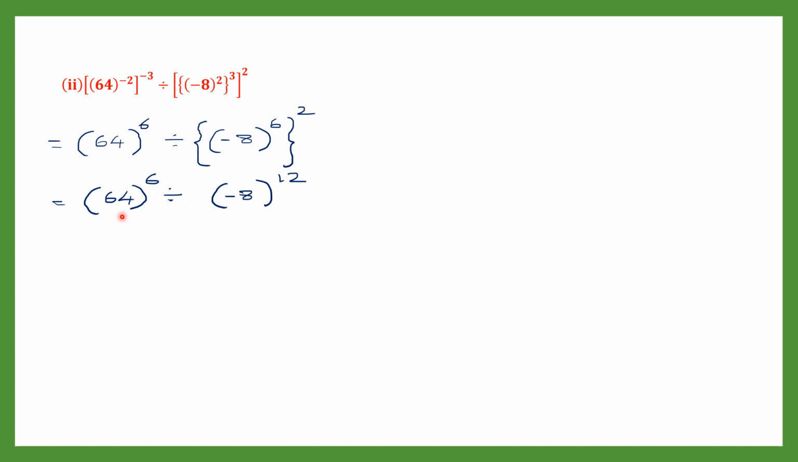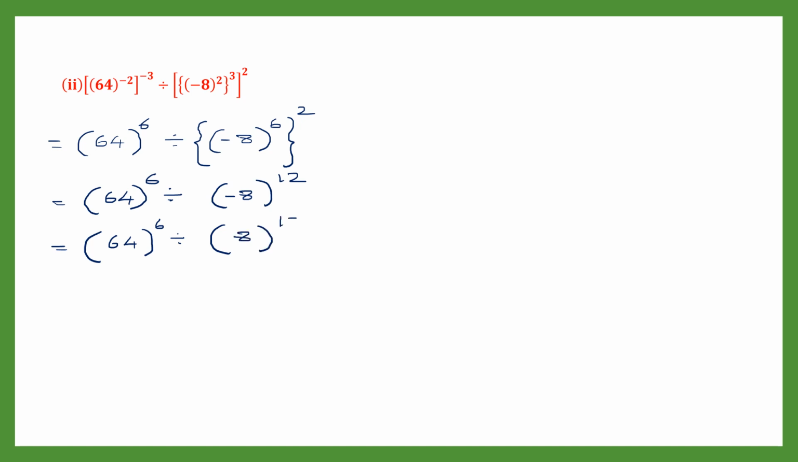Now here we can make the base the same. So you can have the base as 2 or you can have the base as 8, but here it is negative. So remember, when you have a negative integer, if it is raised to a power that is even, your answer is going to be positive. So minus 8, when you multiply 12 times, your answer is going to be positive. So here I can write this as simply 8 raised to the power of 12. So this is 64 raised to the power of 6 divided by, now I can write this as 8 raised to the power of 12.